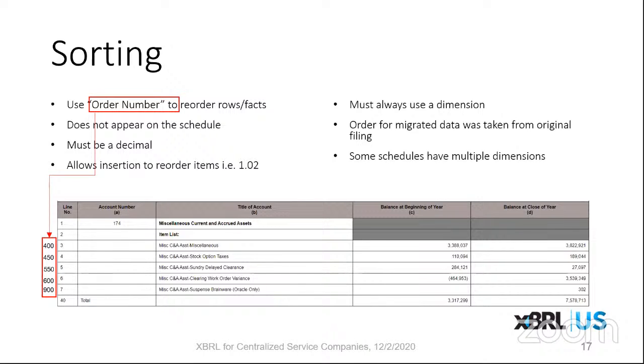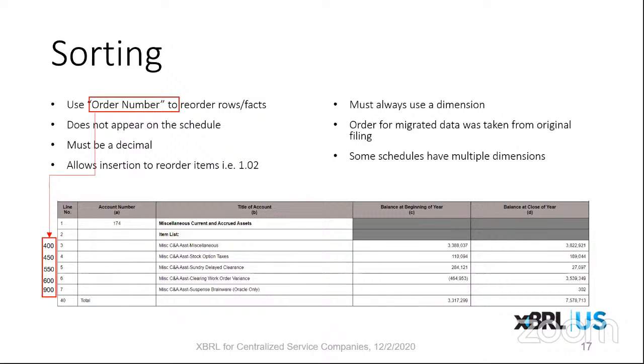But the nice thing about this is that these are just a decimal, so if you put an order number, you could put 400.1, and then that'll insert it between row 3 and row 4 when you render the data again. The order numbers must have a dimension on them. So they would have the same sequence dimension that all the other facts on that row have. So everything on the row will have the same member associated with it.